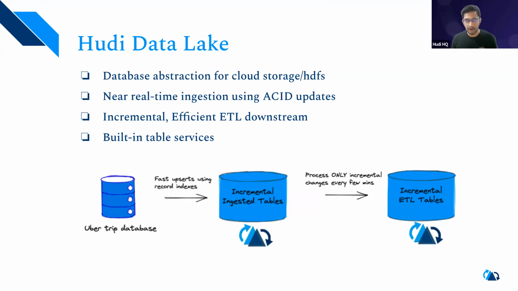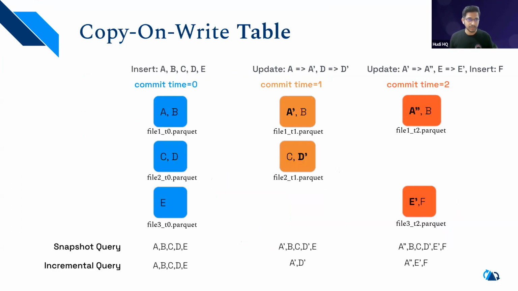And this is where a lot of our attention and work is also going. So to quickly touch upon Hudi's different table types: copy on write is very simple. Essentially, let's zoom out a little bit.